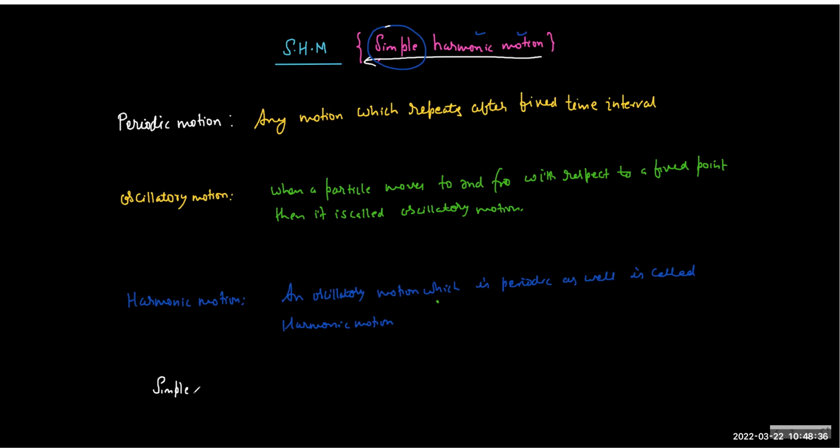The word simple has come from mathematics. And in maths, simple refers to the simplest equation. And the simplest equation is nothing but the linear equation.